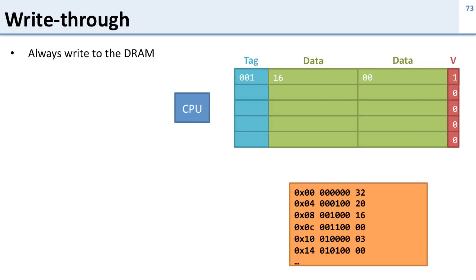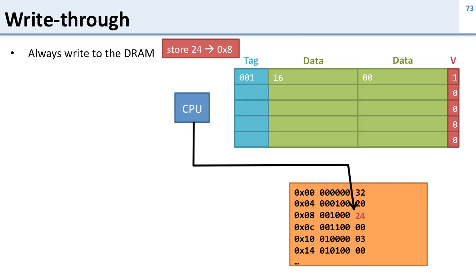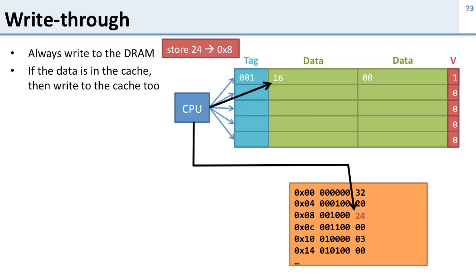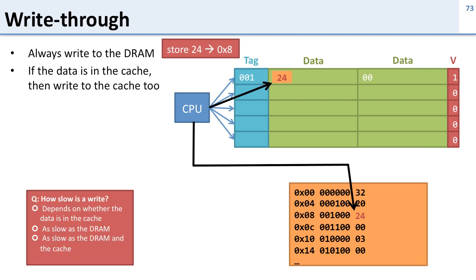So let's take a look at an example of write through. For write through, we're always going to write to the DRAM. So the CPU is going to store value 24 to address 8. It's going to go ahead and just write it directly into the memory. Now, it also needs to look in the cache, because if we cache the data, we need to keep them consistent. So it's going to look in the cache, and if it finds the data there, it's going to update that data as well. So how slow is a write for write through?